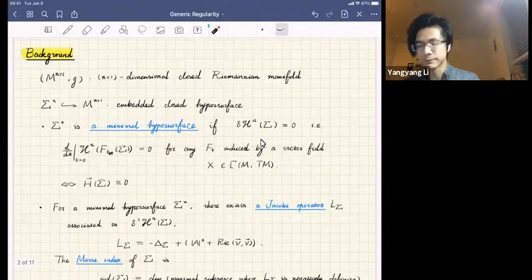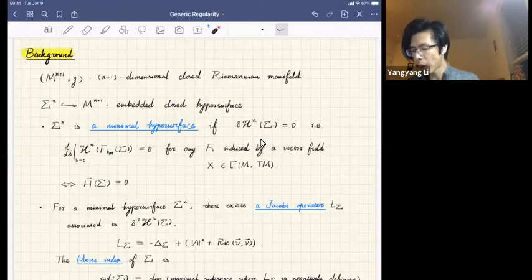Here's our setup. Let's consider M to be an n+1 dimensional closed Riemannian manifold, and g is the Riemannian metric. Sigma here is an embedded closed hypersurface. We say that sigma is a minimal hypersurface if it's a critical point of the area functional. Here, H^n is the n-dimensional Hausdorff measure. Another characterization is that the mean curvature of sigma is 0 everywhere.